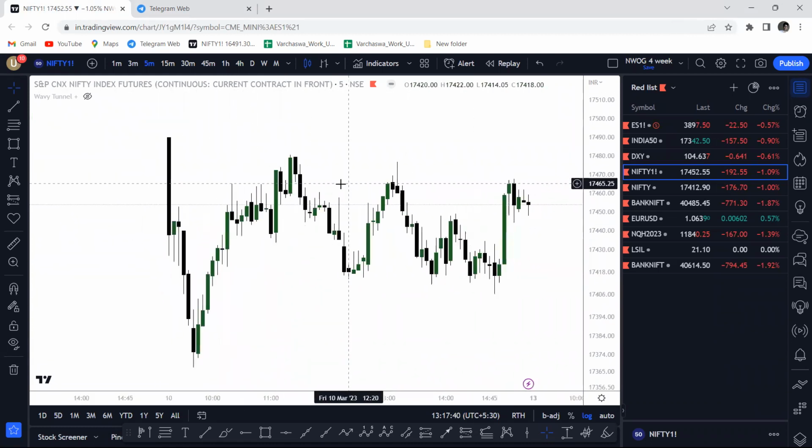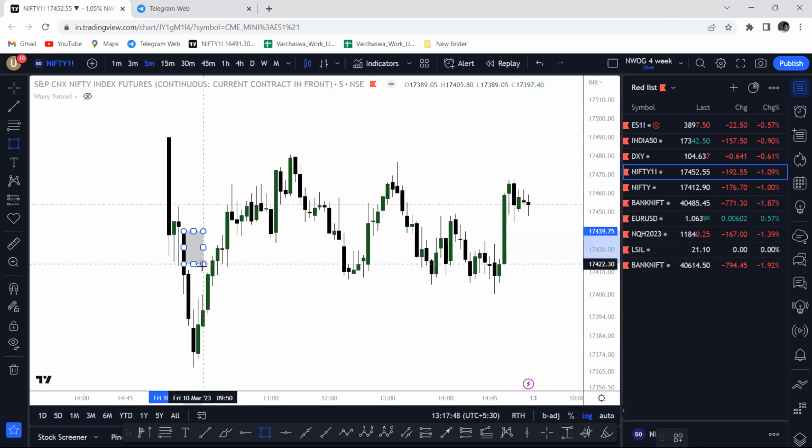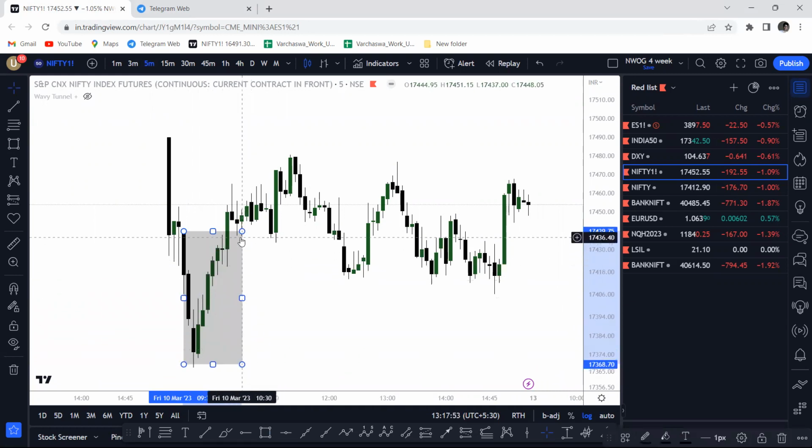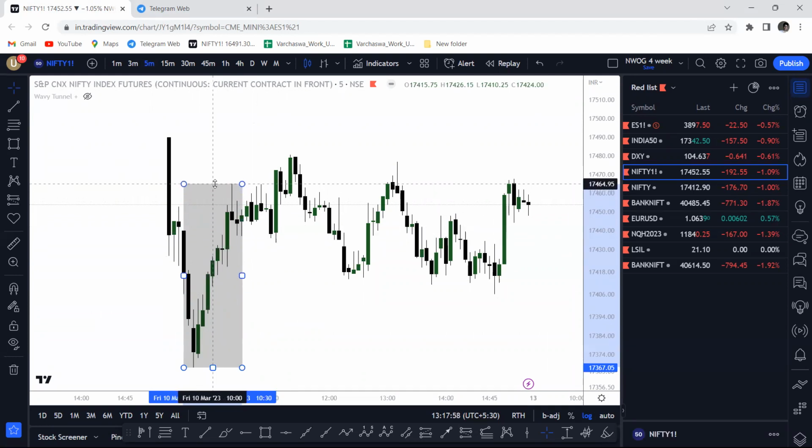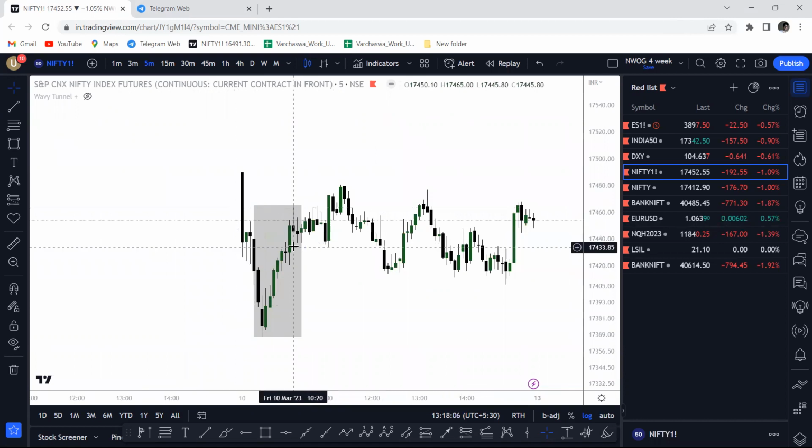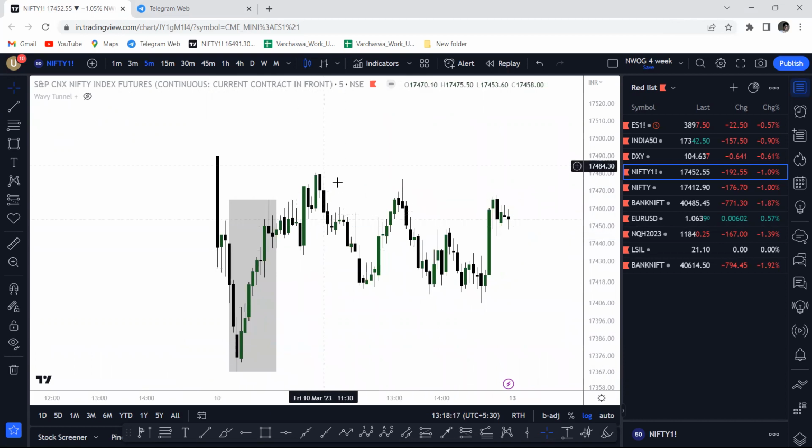So what do we do here? You have to go to the 5 minute time frame or 1 minute time frame, and you have to mark a range from 9:30 to 10:30. All right, so this is 10:30 right here. This is the range. You have to mark the lowest point and the highest point of this particular range. Now you have to use this as an indicator of what the price could do in the entire day.